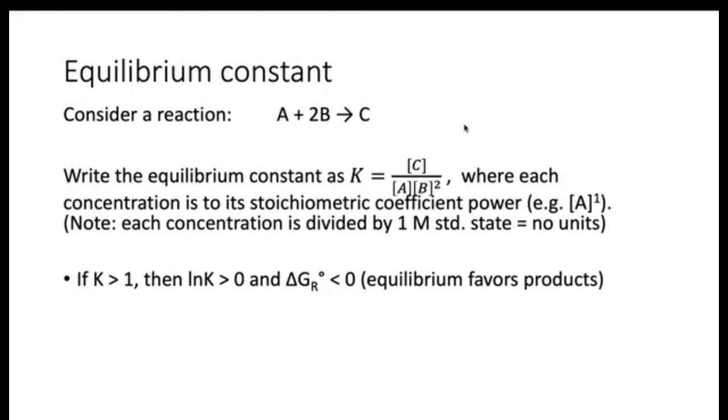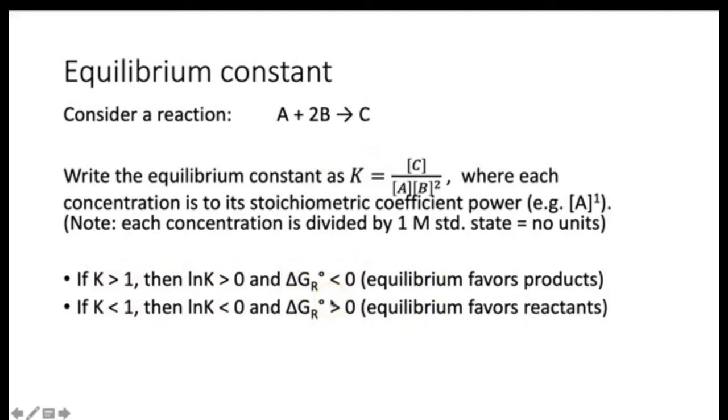And if we have a K greater than 1, so we're higher in products, that also means the natural log of K is greater than 0, so it's a positive number. And that would mean that our delta G, if we go back to the previous slide, is less than 0 because of that negative sign. And in this case, equilibrium favors products. So K is representing what we already knew.